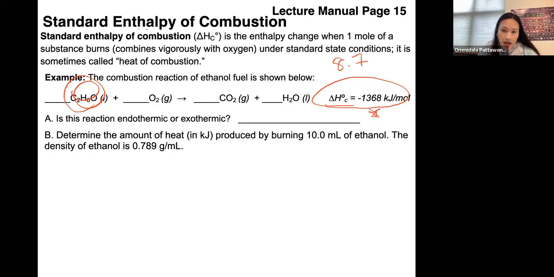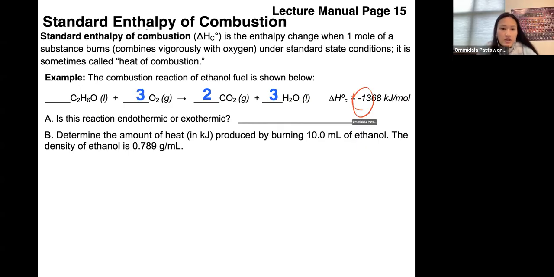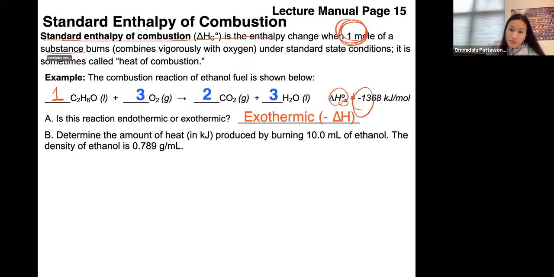So is this reaction exothermic or endothermic? The answer would be exothermic, because it's a negative value. In this case, I'm just going to balance the equation for you first, and this is the exothermic process. Remember, this is per 1 mole of ethanol, because according to this definition, the enthalpy of combustion, or delta H subscript C, is per 1 mole of the substance burned. That's why I need to keep this as 1 mole right here.